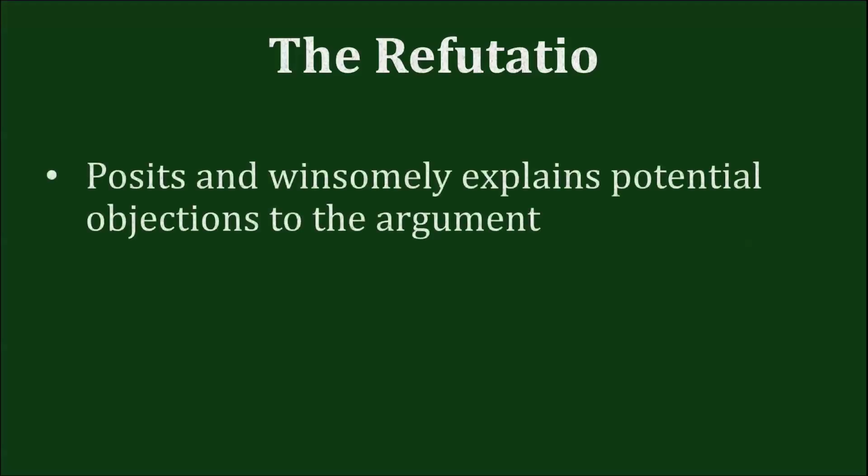Now, in the classical argument, general structure, we refer to the refutation as the refutatio. And the refutatio posits and winsomely explains potential objections to the argument. Now, for a paper that's short, like 1,200 to 1,400 words, like 5 to 6 paragraphs, you probably only have room to address one objection, and that's fine. If you had a much longer paper, like a longer research paper, you might have room to devote a couple paragraphs to refutation, but you need to explain what the objection against your argument is.